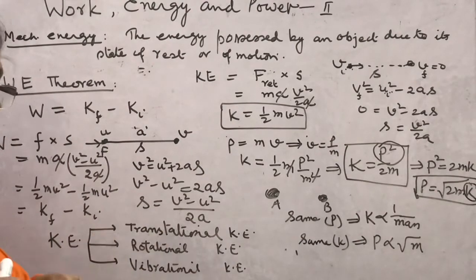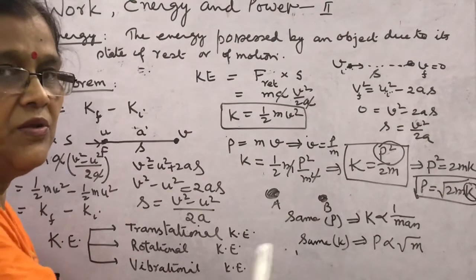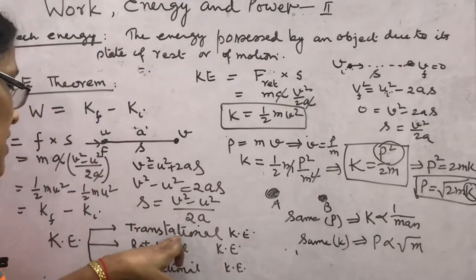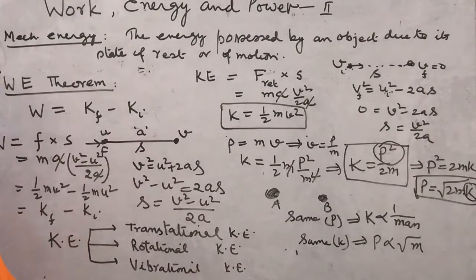Suppose a cycle wheel is doing rotational motion as well as covering a certain distance, then it has translational and rotational motion both. In this way you can give the example.